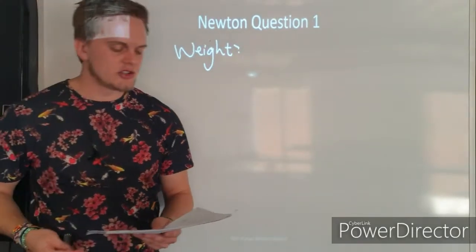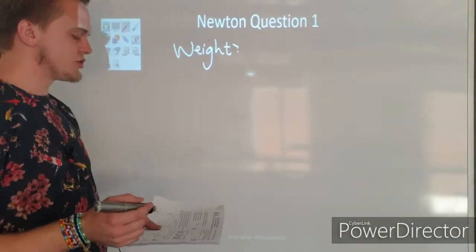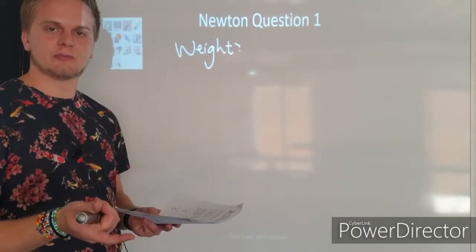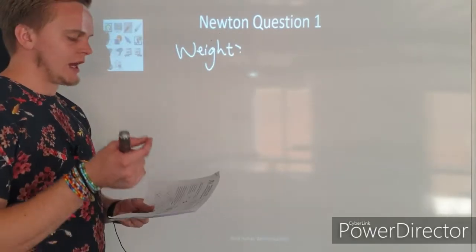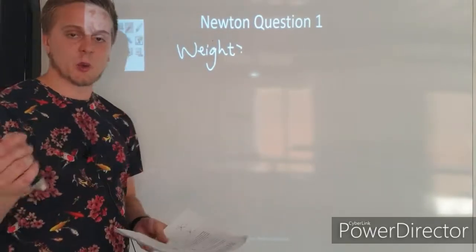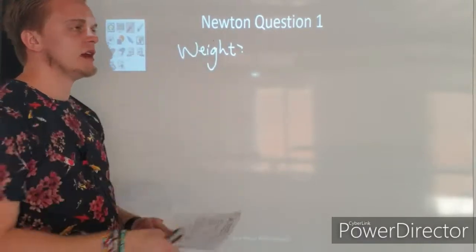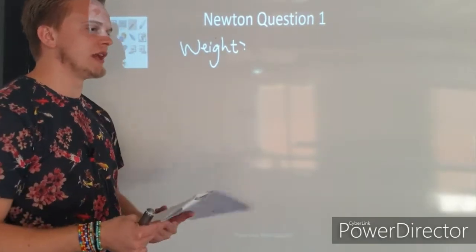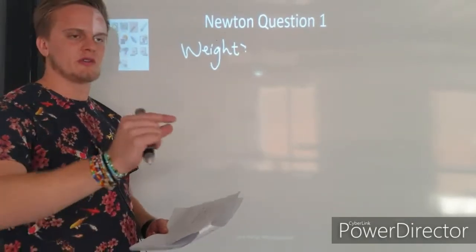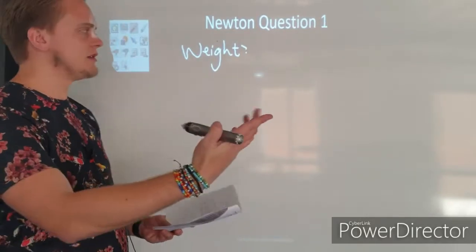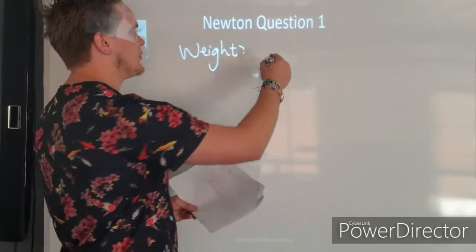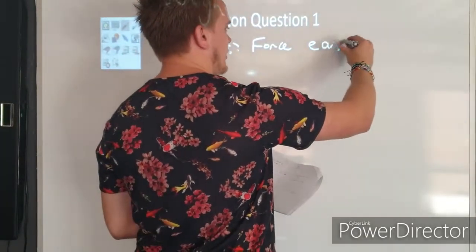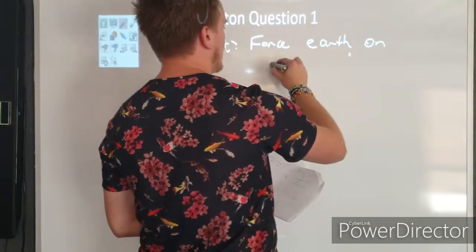Your first Newton question, they say that a learner sits on a stool, and according to Newton's third law, they want to know what's the reaction pair or the reaction force of the learner's weight. Okay, so you need to know that weight has to do with the force of the earth. So if you put the force of the earth into a sentence for weight for this learner, it will be the force of the earth on the learner.